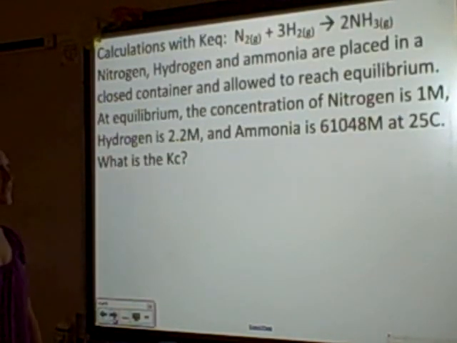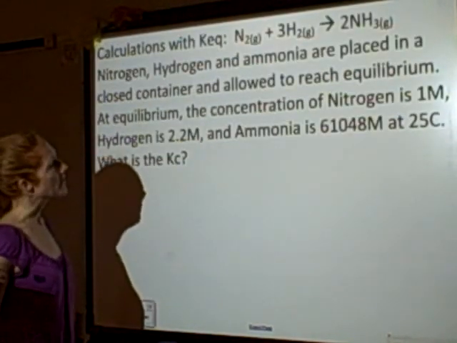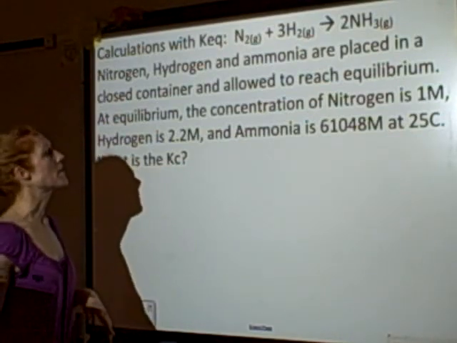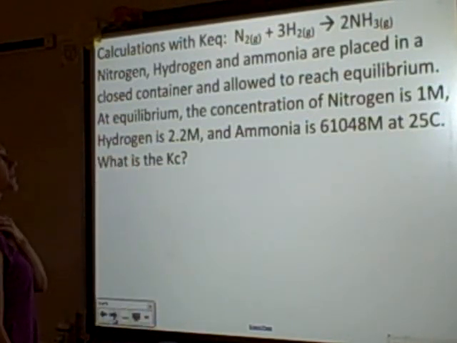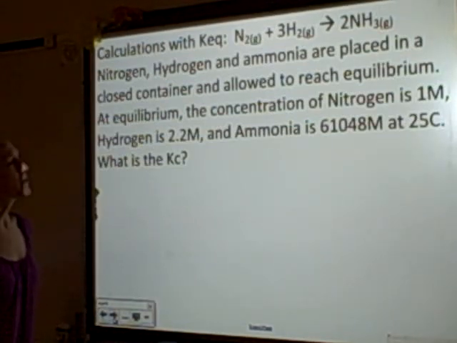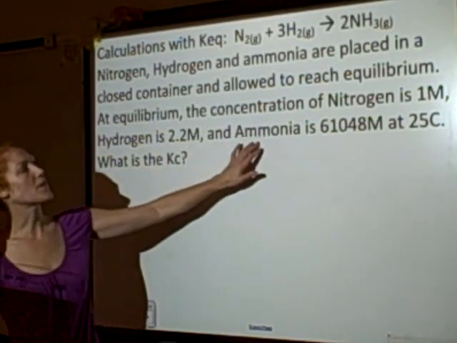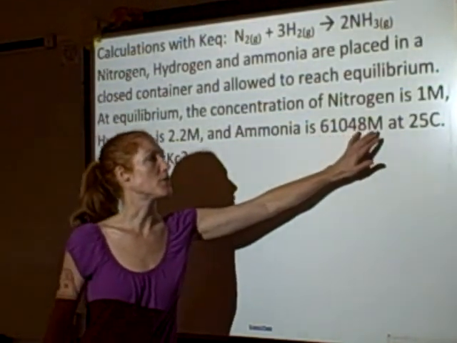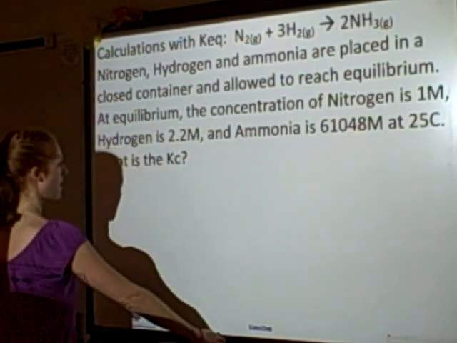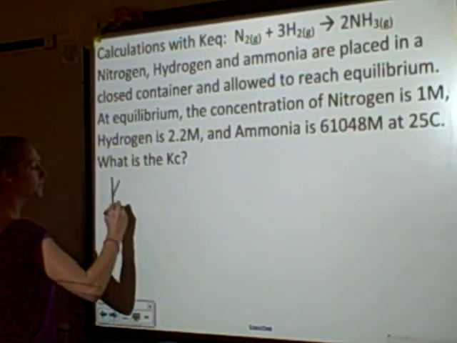Let's go ahead and calculate a KEQ. I'm going to calculate Kc because I can see I have molarities here. Nitrogen, hydrogen, and ammonia are placed in a closed container and allowed to reach equilibrium. At equilibrium, the concentration of nitrogen is 1 molar, hydrogen 2.2, and ammonia, this is ridiculous, sorry about that, 61,048. So I'm going to calculate Kc.